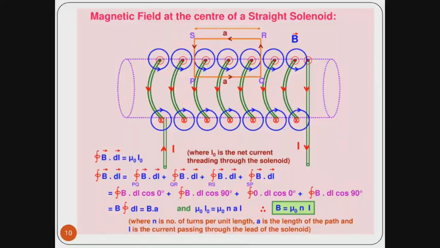Next, we have to study the magnetic field intensity due to a solenoid. That's also an application of Ampere's circuital law. Magnetic field intensity due to a solenoid.